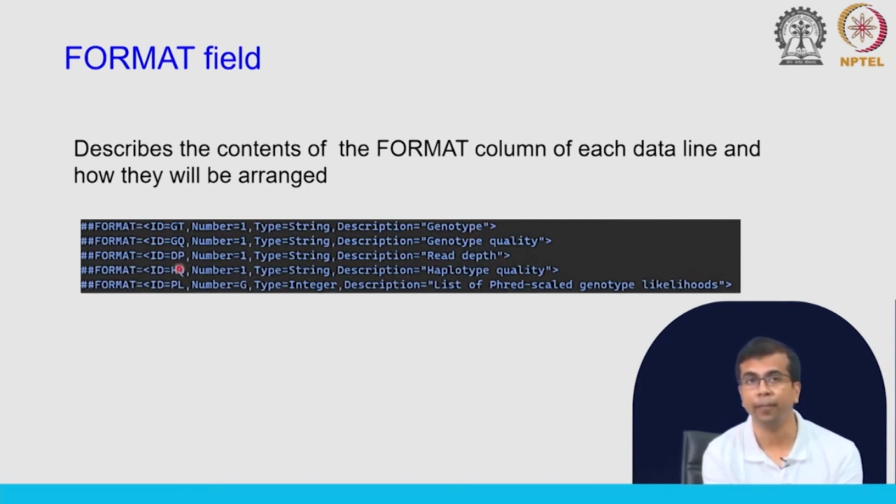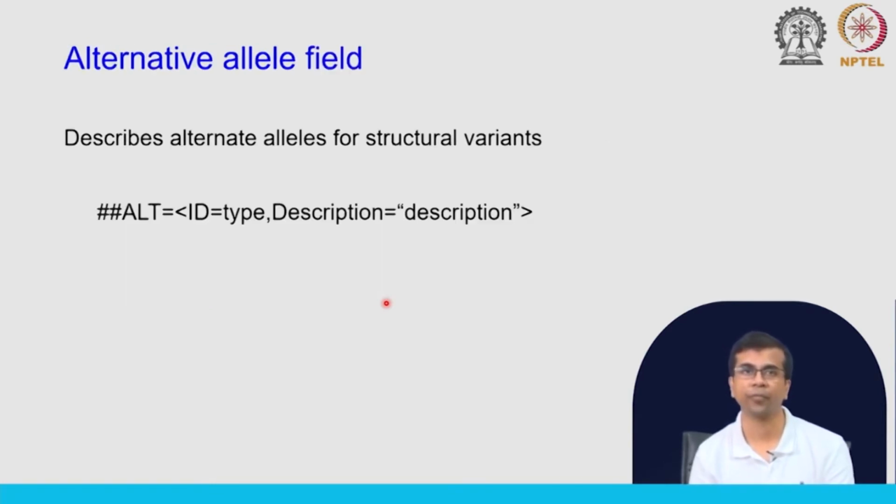We have some ID that is given, then you have the number, whether we can expect a number or it can be a G, you can see. So, an individual value for a genotype. Then type is integer, description list of Phred-scaled genotype likelihoods. So, again this will describe what you are describing with these IDs. This description is very important to understand the data.